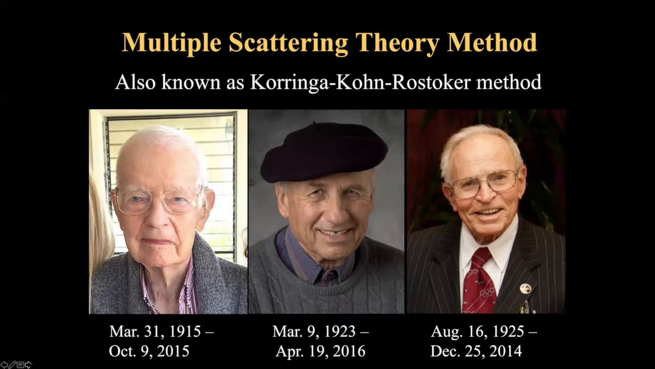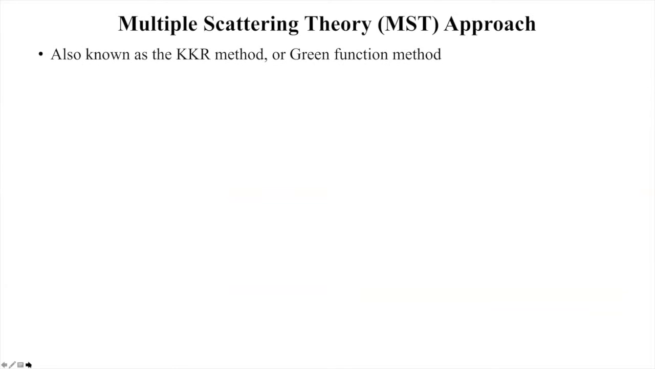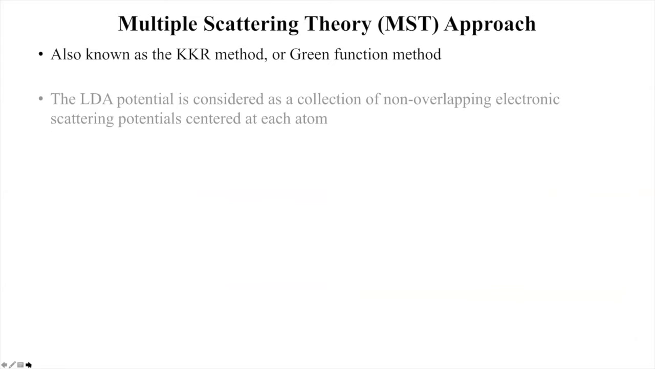So the method I've been working on for many years is based on multiple scattering theory. It's known as the Korringa-Kohn-Rostoker method, by these three gentlemen. The one in the middle is Kohn, who is also the developer of density functional theory. He got a Nobel Prize for the theory. So what is multiple scattering theory? It is also known as the KKR method, also known as a Green function method.